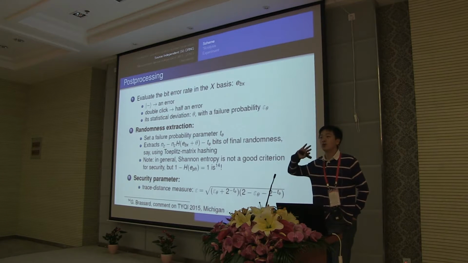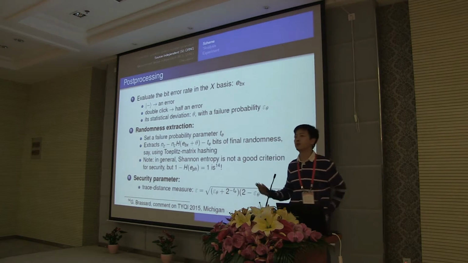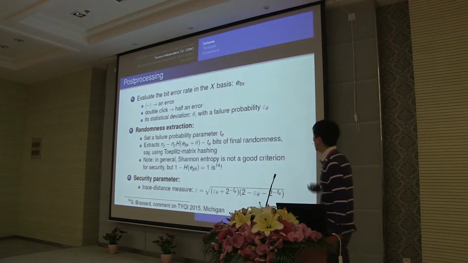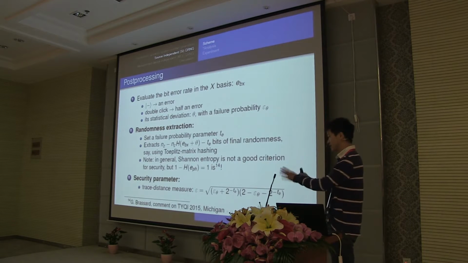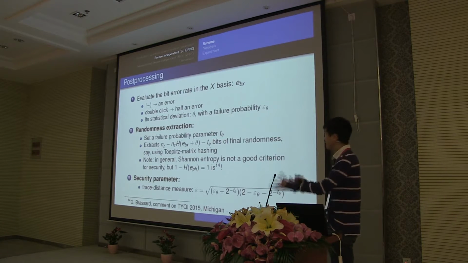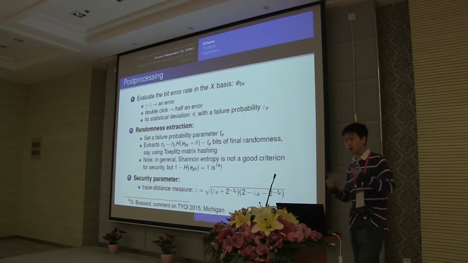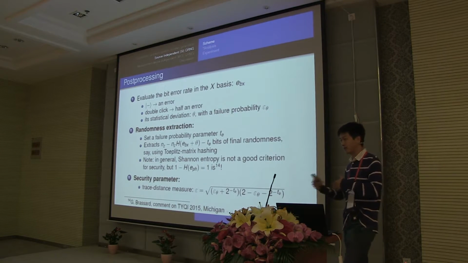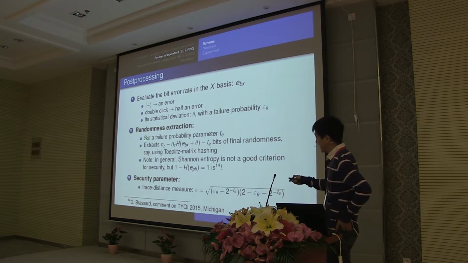And then again we apply the Shor-Preskill QKD security proof technique here. The bit error rate in the x basis will be similar to the phase error rate of the z basis. Of course, there's some deviation because you use random sampling, so you allow some statistical deviation.